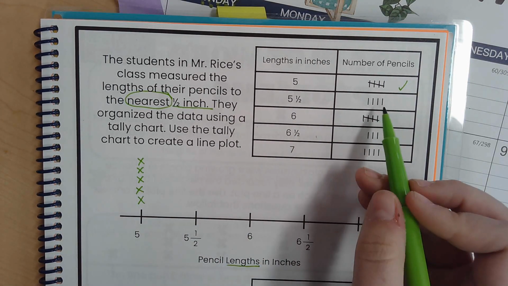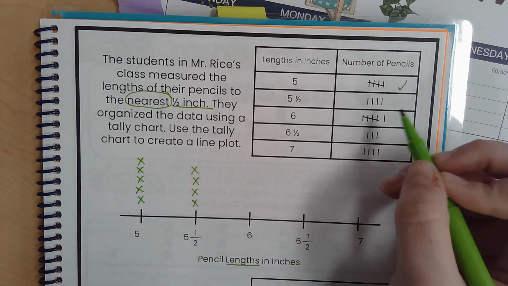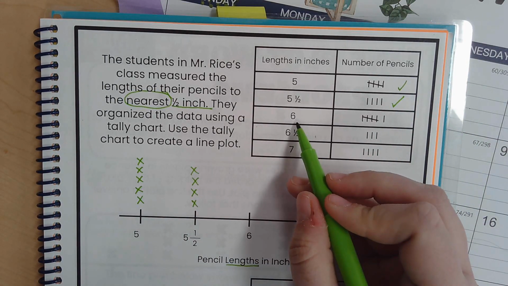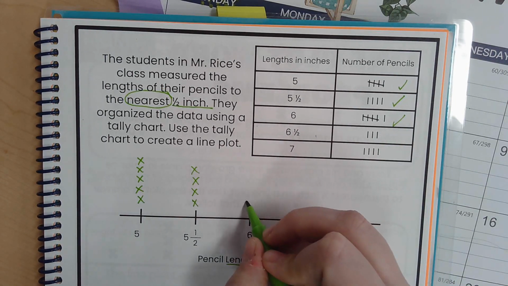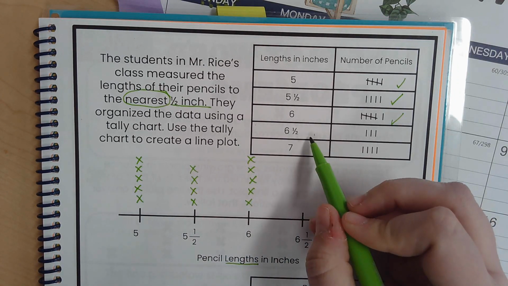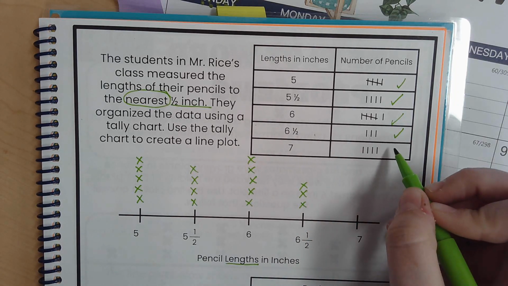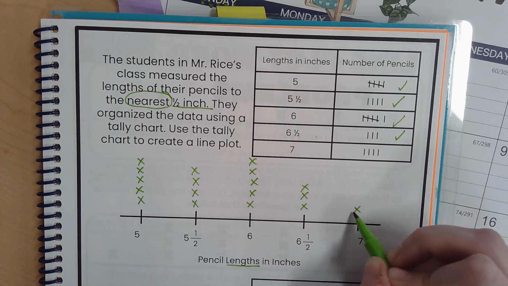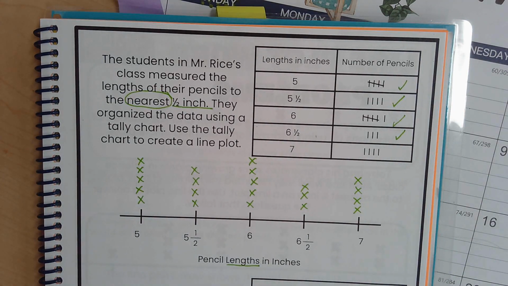So you've got 5 pencils that were 5 inches. 5 1/2, we've got 4. So 1, 2, 3, 4. For 6, we've got 5. So we're gonna go to the 6 and go 1, 2, 3, 4, 5. And then 6 1/2, we have 3. So 1, 2, 3. And then for 7, we have 4. 1, 2, 3, 4. Okay, all right.